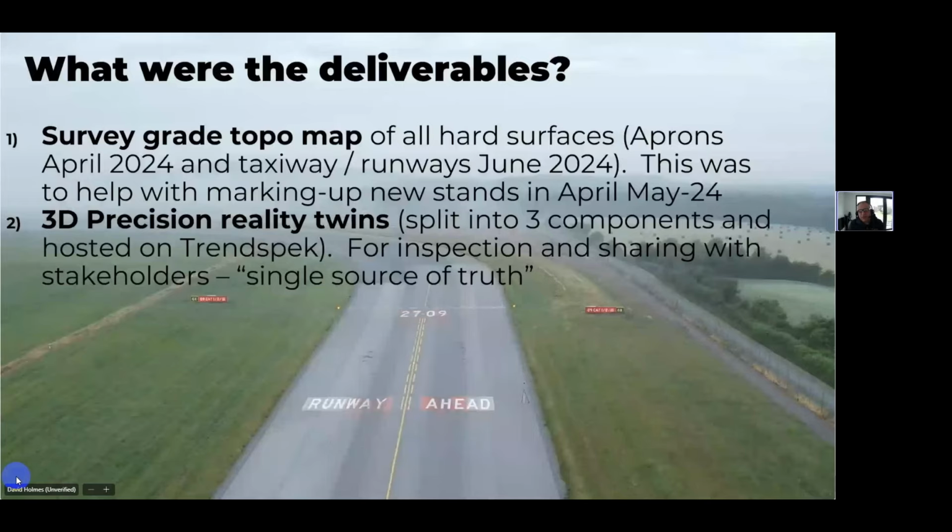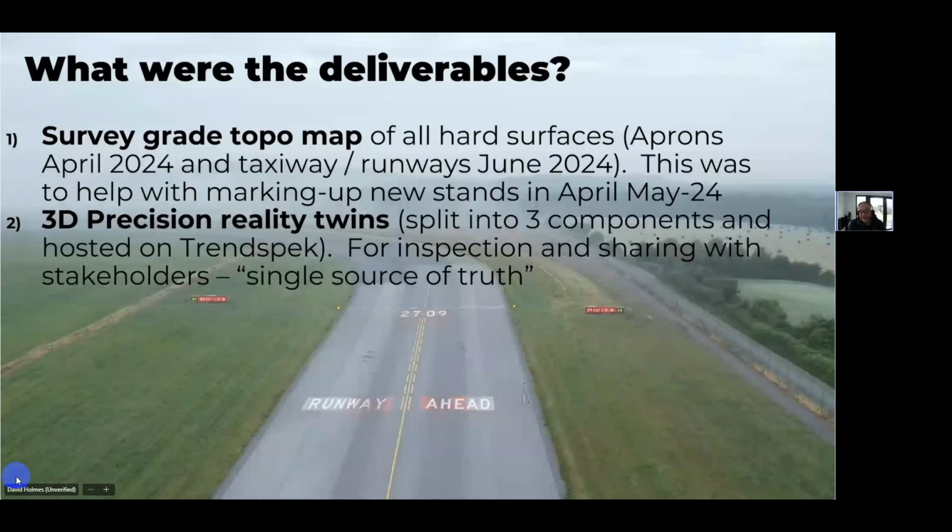So critically, this is what the airport wanted. They wanted a survey grade topo or landscape map of all hard surfaces. That was the aprons and the runways and the taxiways, and it was split into two components. We did the aprons first of all in March last year, and then we did the runway and the taxiways in the middle of June last year.